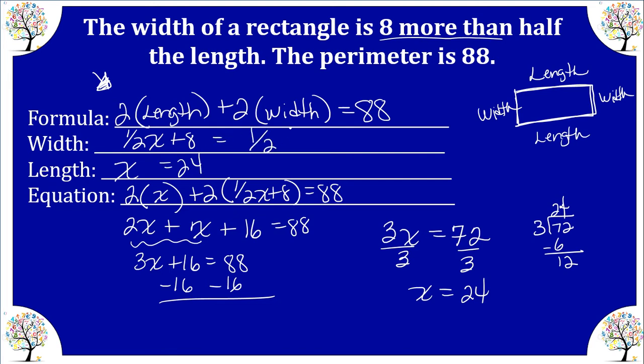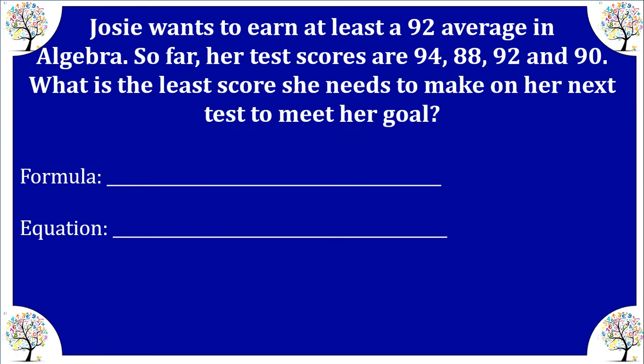The width is 1/2 of 24 plus 8. Half of 24 is 12. 12 plus 8 does give us 20. So our width is 20 and our length is 24. And if we were to add those four numbers, we would get 88. So that is a perimeter problem.